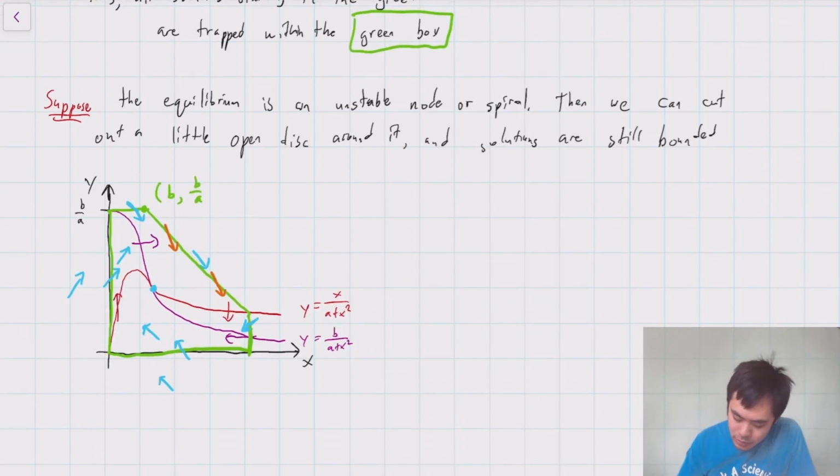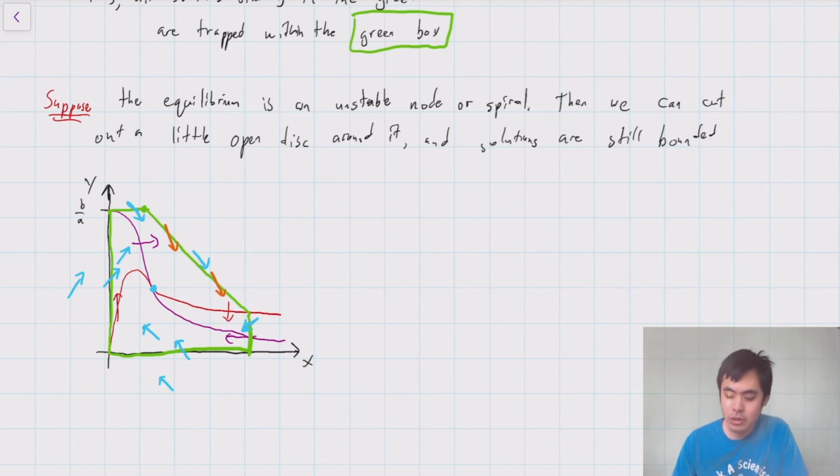So let's copy that down. Let me erase some of this other stuff around it. So if you copy that down, what we're going to do here is create a little ball. I'm making it much bigger than it actually needs to be, just so that it's visible. And one of the things you'll notice is that if it's an unstable node or spiral, then we know that everything goes outward from this node.